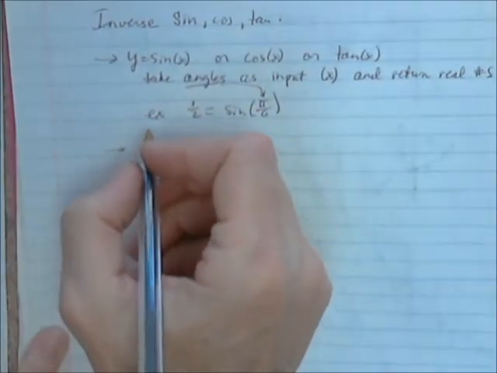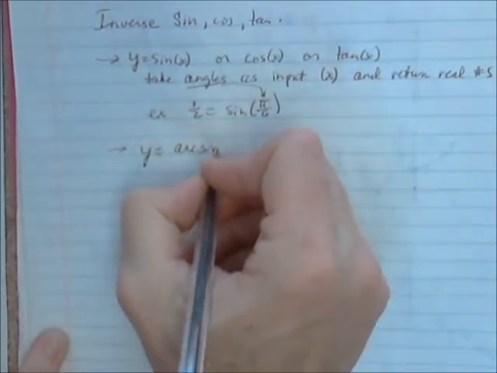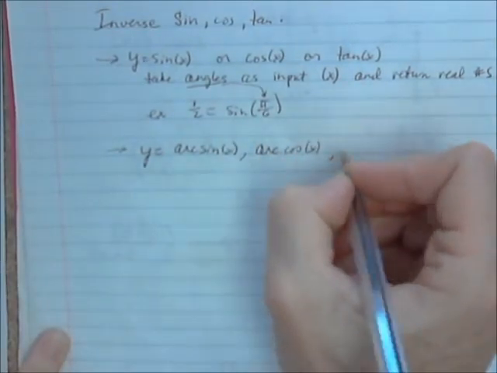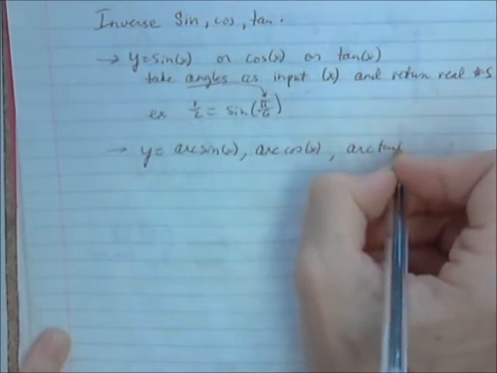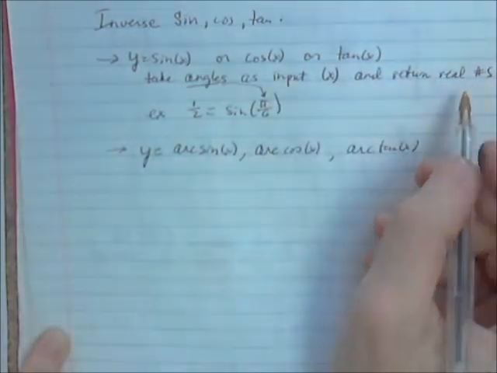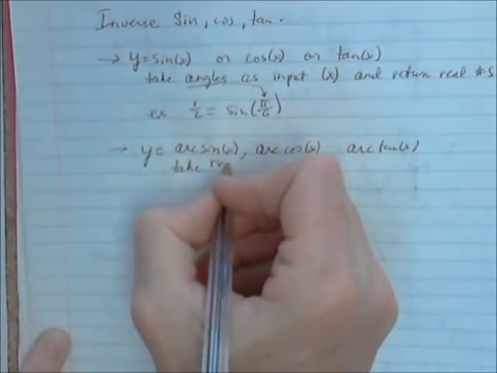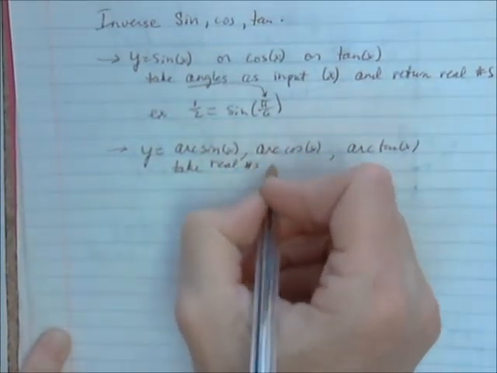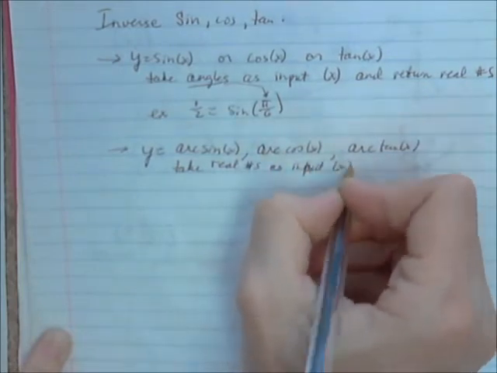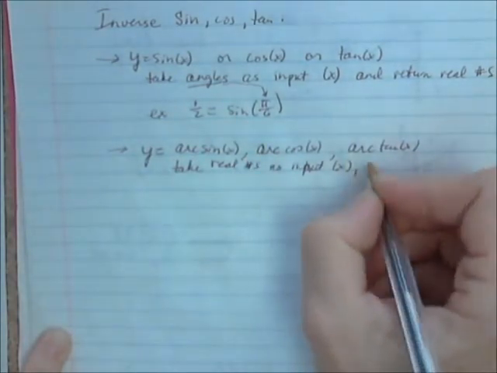Now the inverse trig functions, y equals arc sine of x, or arc cosine of x, or arc tangent of x. Instead of taking angles as inputs and real numbers as outputs, they take real numbers as input, which are the x values, and they return angles as the output.